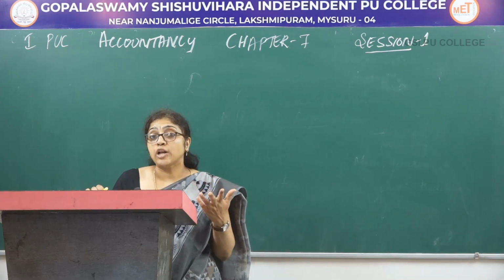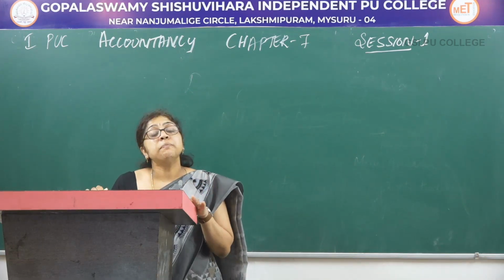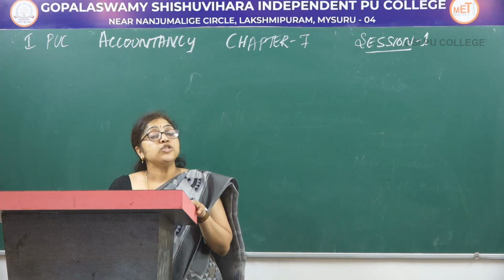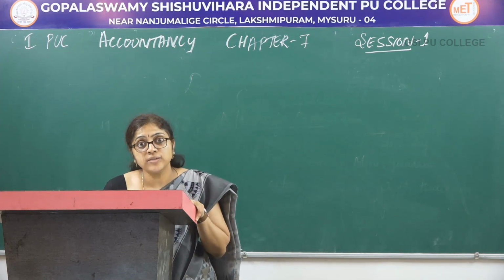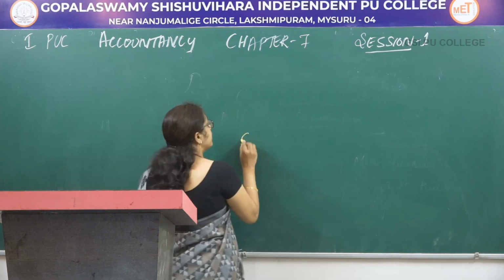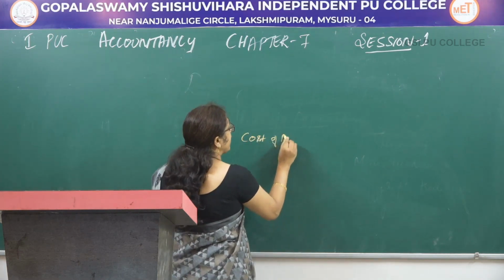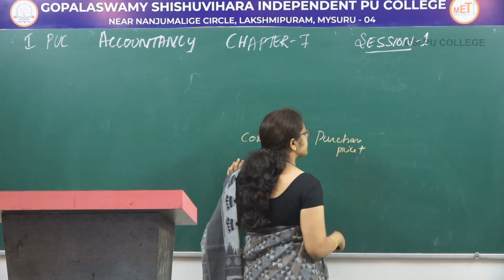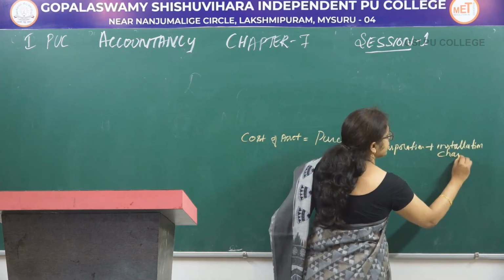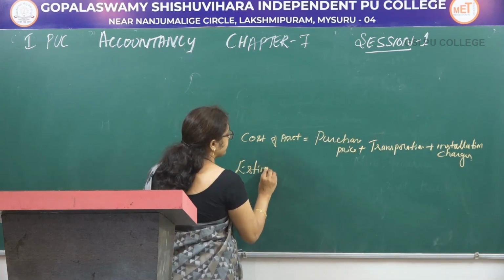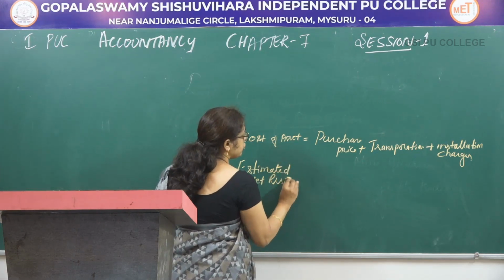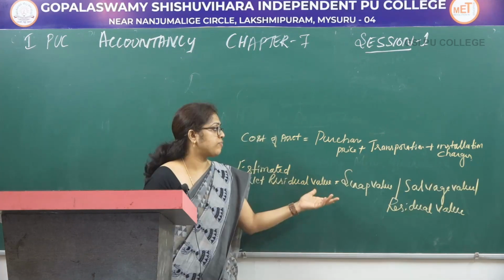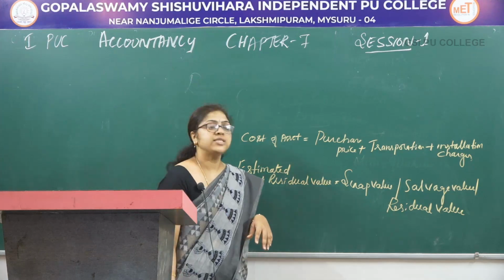Next one, method of calculating depreciation amount. The depreciation amount to be charged during an accounting period depends upon the depreciation amount and method of allocation. Here, cost of asset is purchase price plus transportation and installation charges. Estimated net residual value equals scrap value or salvage value or residual value.